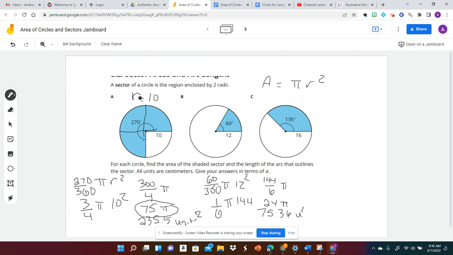So then for this one, the radius is 16. I'm going to move this up here. And we have 135 degrees out of 360 degrees times pi, and then times 16 squared. The first thing I'm going to do is reduce the fraction, 135 divided by 360, which is 3/8, times pi, and then 16 squared, it's 16 times 16, which is 256.